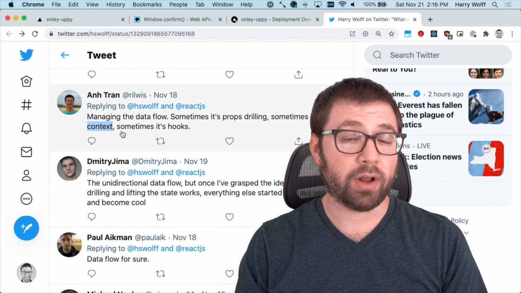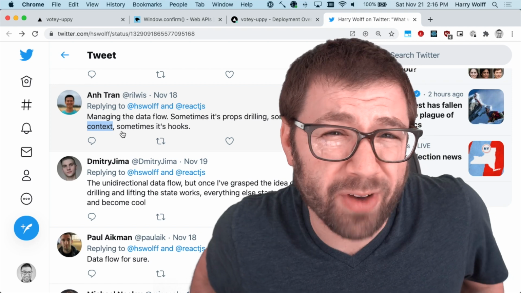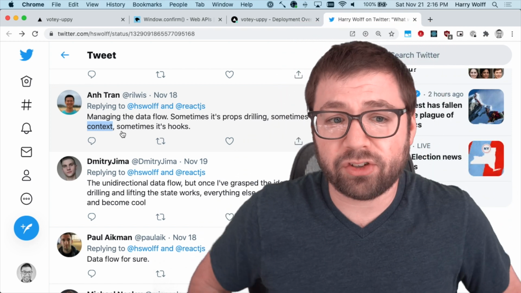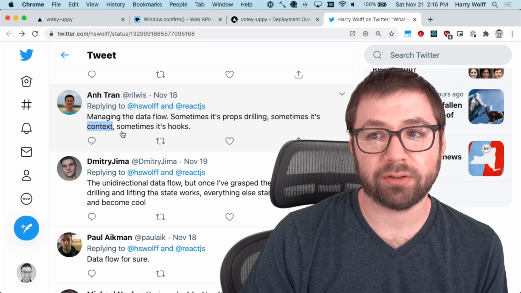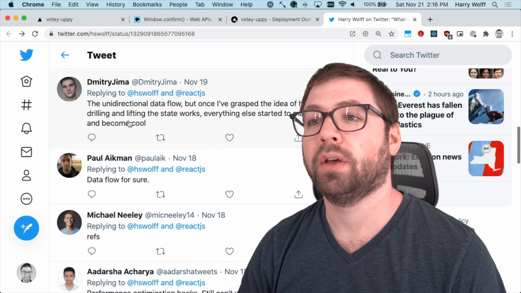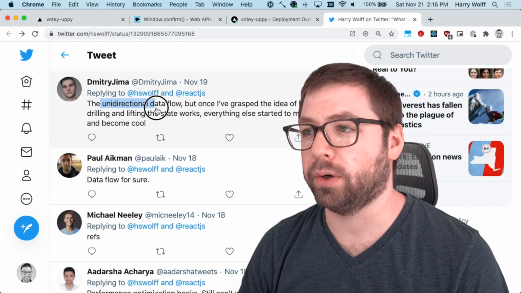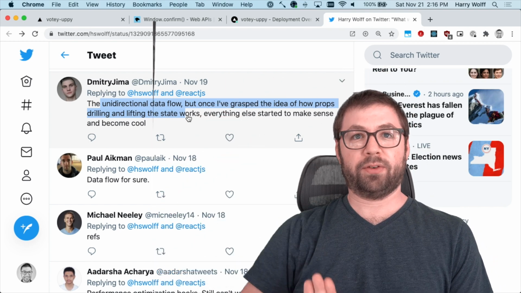There is no rule for when you should go from props to context. It's what you prefer. Hell, you can make your entire application all context, and that's fine. It'll work. It's just what's going to make it easier for you to update and maintain your application. There is no rule, so just do what you think is best for your application.